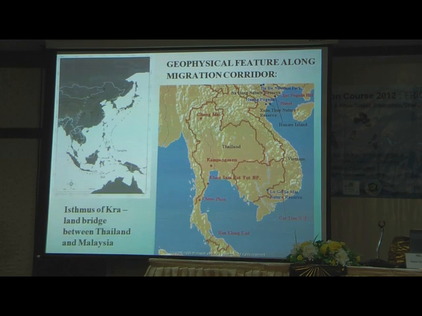So this is an example of the geophysical features or geophysical characteristics of a migration corridor. The Isthmus of Kra, very important site, land bridge between mainland Asia and Indonesia. The connection between breeding areas in the north and wintering areas in the south.